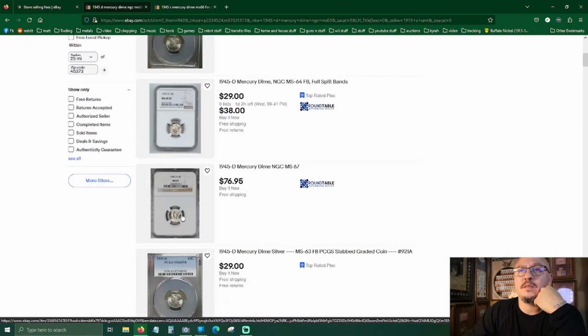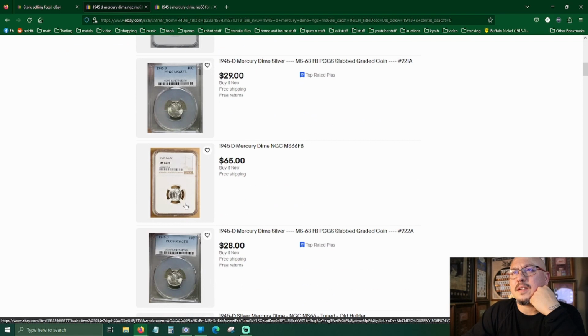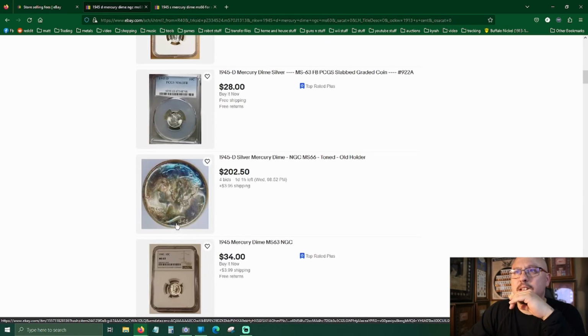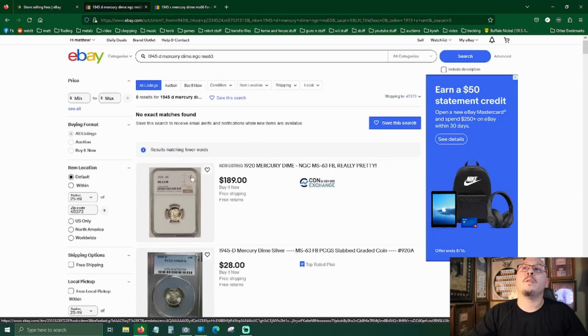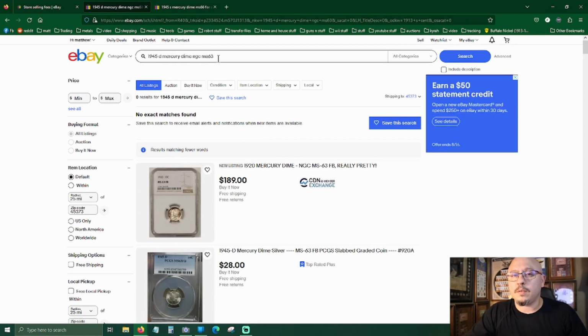Maybe I was too specific. How are 63s running on full bands? 66 full bands. Okay, so anyway, wow, there's a lot of 63s with full bands. That's surprising. Anyhow, we're looking at some of these coins, and what we want to do is figure out, if we buy one, how much should we buy it for? But let's assume that we paid $30 for one.